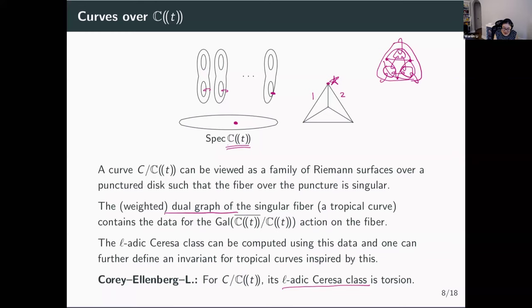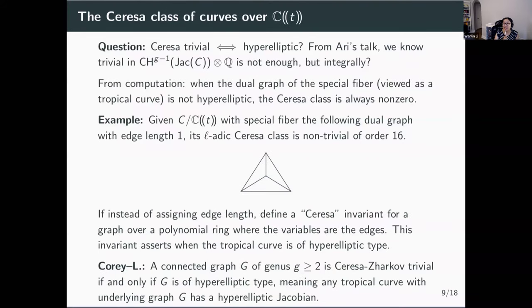So let's go back to the question that had already been discussed in Ari's talk. Namely, we know that if my curve is hyperelliptic, then my Ceresa cycle is trivial, in the sense of algebraically trivial, or you can also think about trivial in Chow, if I pick the Weierstrass point as my base point. But Ari already discussed: does Ceresa trivial imply the curve being hyperelliptic? Is this an if and only if?